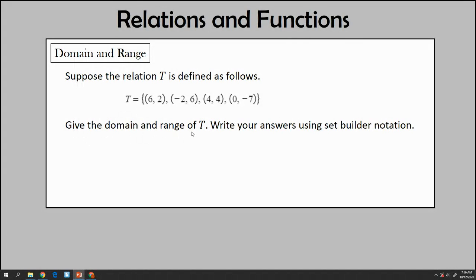The question is simply: give the domain and range of T and write our answers in set builder notation, set notation. So the domain are the x's or the inputs. So 6, -2, 4, 0. That's my domain. So D equals the set of 6, -2, 4, 0. The range is the outputs, or the y's, I should say: 2, 6, 4, -7. So there's my range, 2, 6, 4, -7. Okay, pretty straightforward. The only thing you may see different tonight is sometimes they'll list these in ascending order. So they'll put the smallest first and then work their way to the biggest. I just took them out as I saw them.